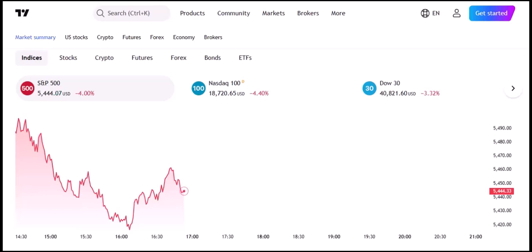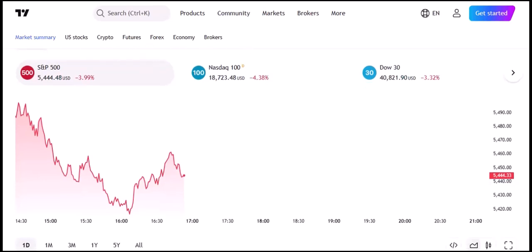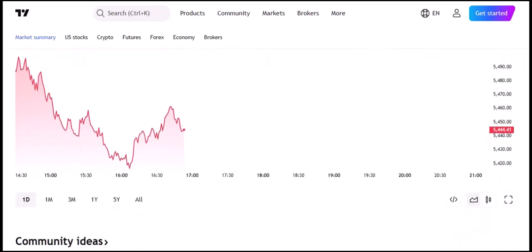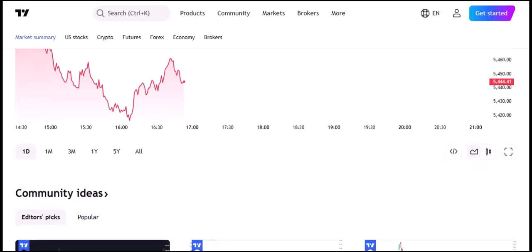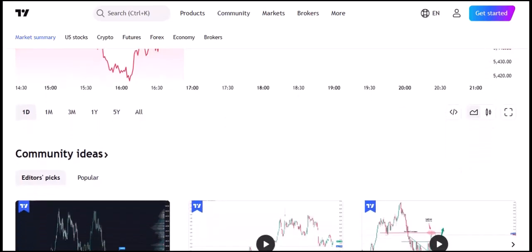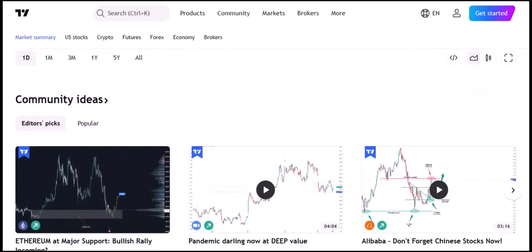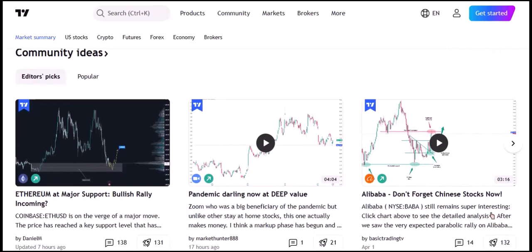By combining these three simple strategies, moving averages, the RSI, and support and resistance, you can make more informed decisions on TradingView. Remember, no single indicator is perfect, but using them together significantly increases your chances of success.